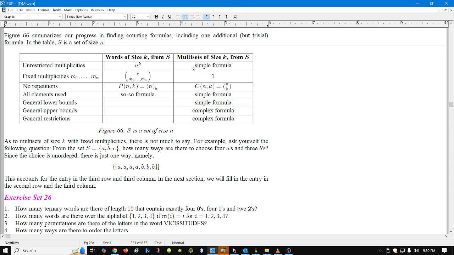In the next section, we're going to deal with this relatively simple formula that belongs here, multisets of size k from a set of size n, no restrictions on multiplicities.